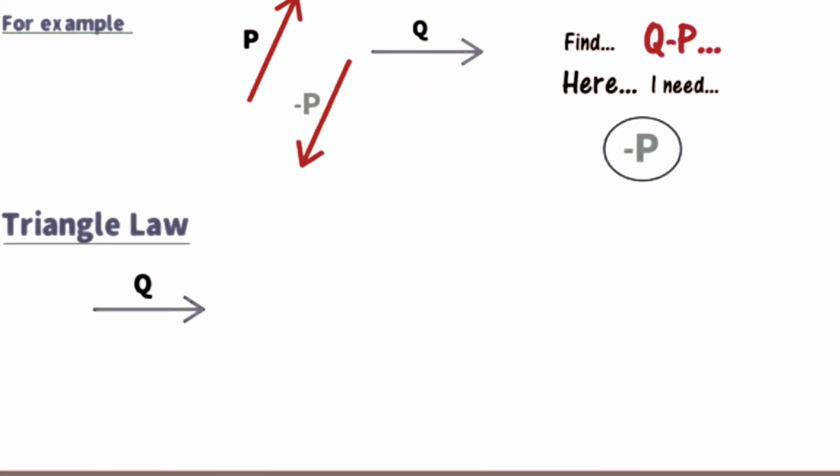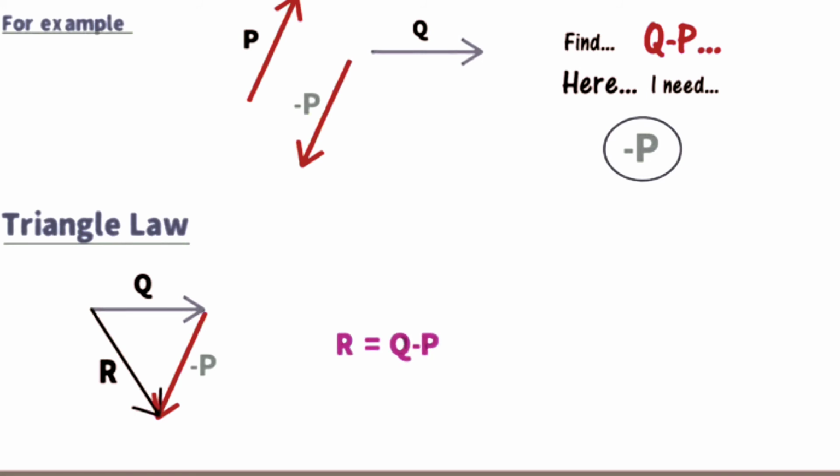Now I am taking vector q, and then I am taking the negative vector of p, and the tail of the negative vector of p will be joined with the head of the vector q. And now to get the resultant vector, I am joining the tail of vector q with the head of the negative vector p, and this is the resultant vector, and this vector is giving me q minus p.